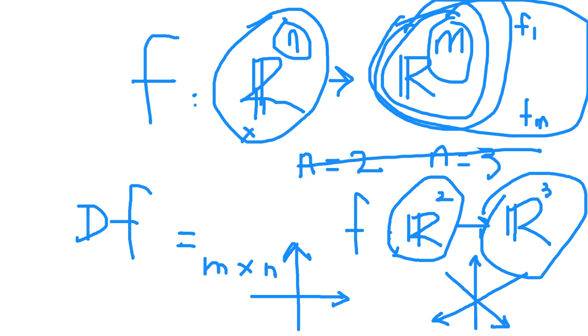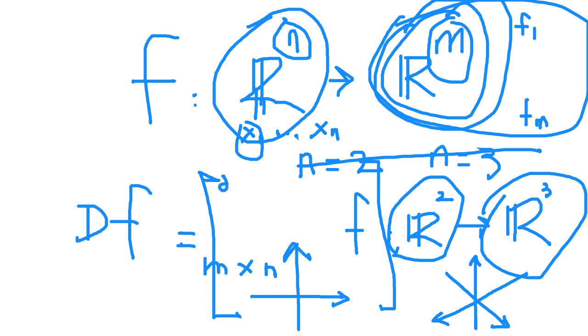So you have to take a partial derivative of each component in the codomain with respect to each variable in the domain. So what do you have? You have an m by n matrix: m rows, n columns. You have partial f1 with respect to partial x1, the first row, up to partial f1 with respect to partial xn. Does that make sense? So that's the derivative.